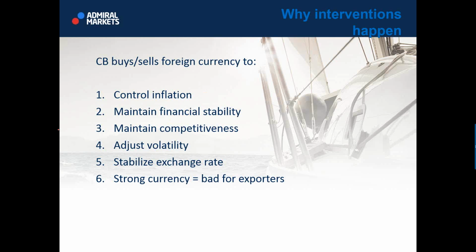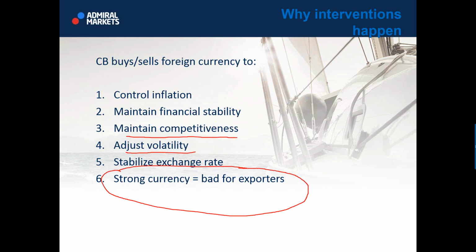Now, central banks buy and sell foreign currency to control inflation, maintain financial stability, maintain competitiveness in markets, adjust volatility, stabilize exchange rates, and very important to know is that a strong currency always hurts exporters. Okay? So investors are unwilling to make investments in foreign financial assets, and firms are reluctant to engage in international trade. The fluctuation of exchange rates will always spill into financial markets. Now, if exchange rate volatility increases the risk of holding domestic assets, then the price of those assets would also become more volatile. The stronger the currency is, the worse it ultimately is for exporters.